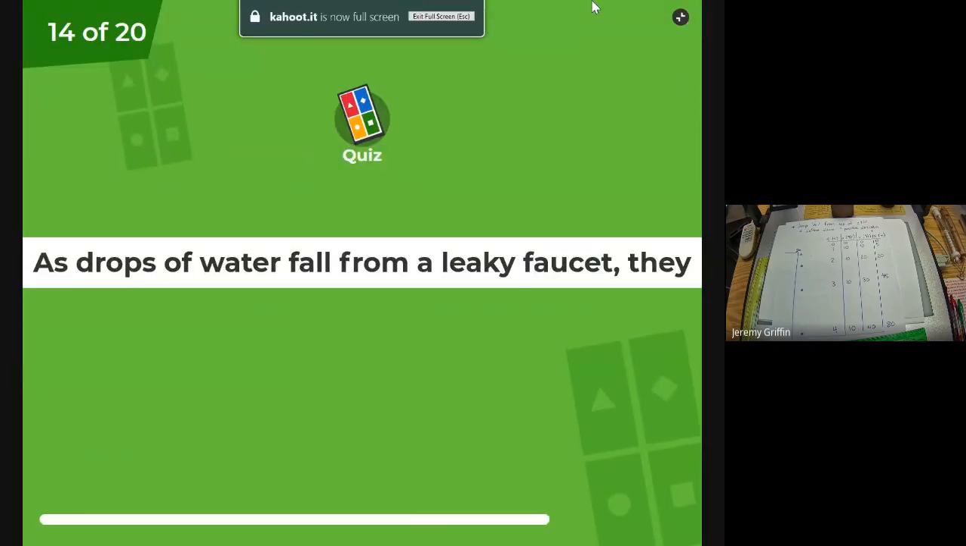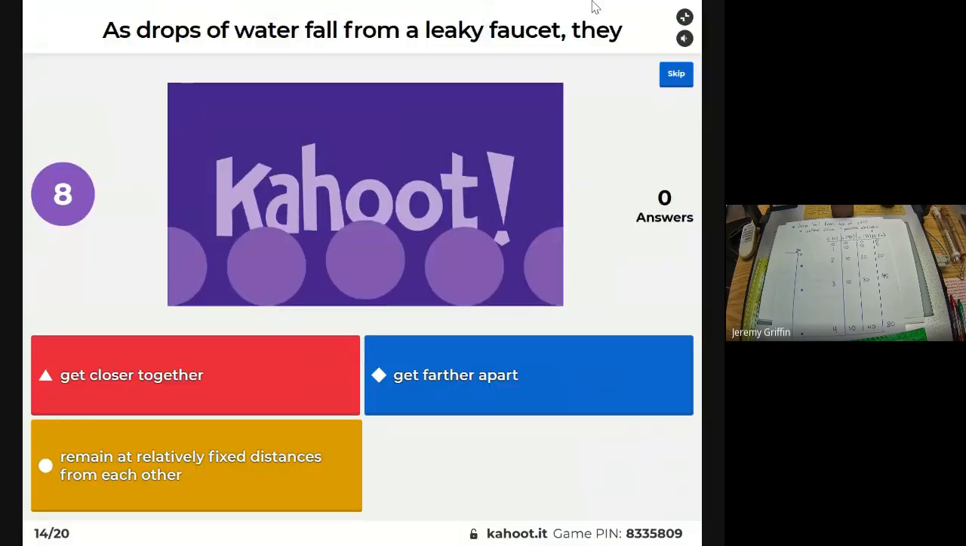Let's combine forces. As drops of water fall from the leaky faucet, drip, drip, drip, what does that look like?